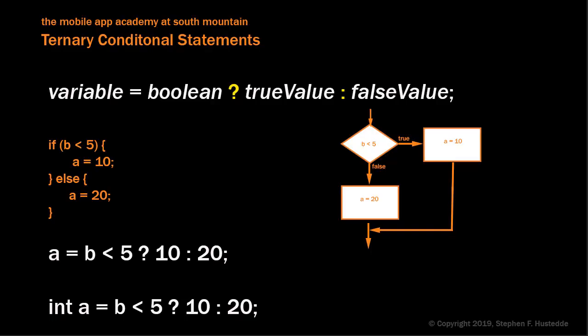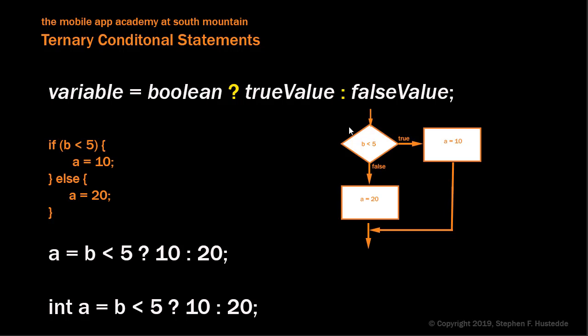If you're using an if-else structure to assign a value to a variable based on a Boolean expression that's either true or false, we can replace that if-else structure with a ternary conditional statement. And here is the syntax for the ternary conditional statement. It's the variable we want to assign equals our Boolean expression, a question mark, the value we want to assign to the variable if it's true, a colon, and then the value we want to assign to that variable if it's false, and of course ending with our semicolon.